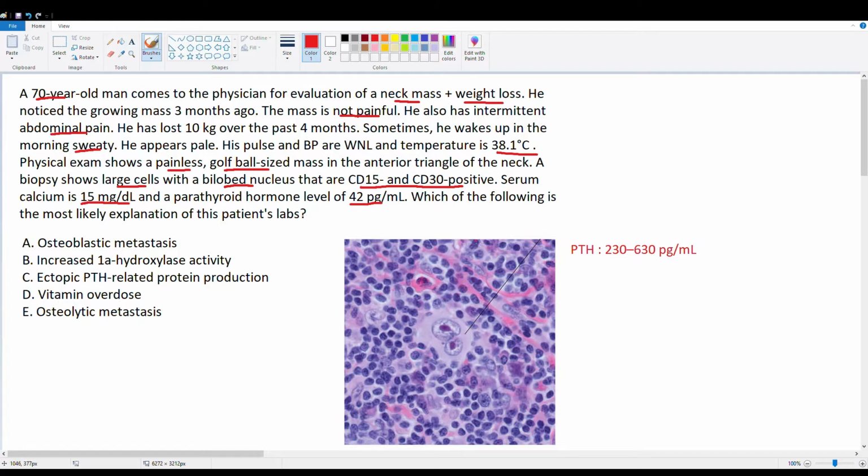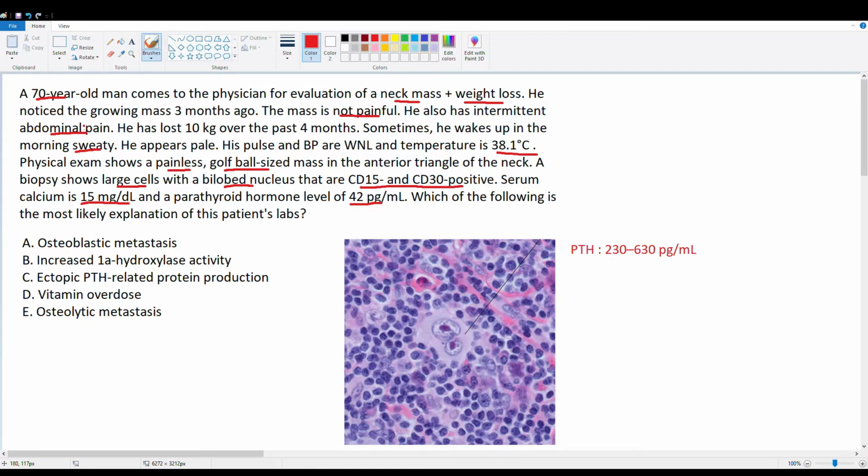Okay, so now that you're back, let's talk about this. So what does he have? He has a painless neck mass, okay? He also has abdominal pain and high calcium. Remember, high calcium: stones, bones, groans. So that matches our abdominal pain here.